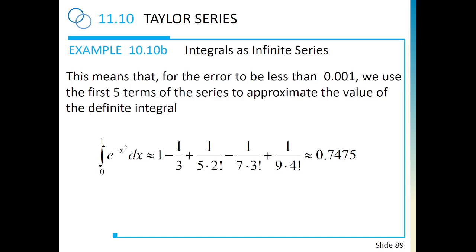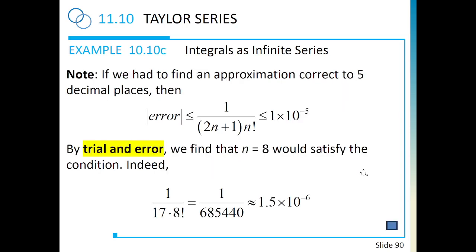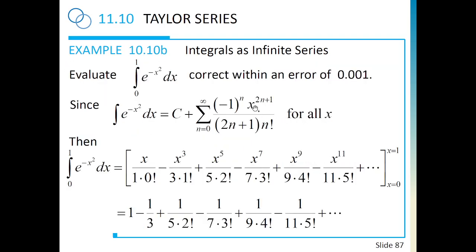Find an approximation for the integral using the power series, and that approximation needs to be precise to a certain degree. Now, another type of question would be: how many terms do I need to add in order for the approximation to be correct to a certain number of decimals? Let's say 5 decimal places, which means the error estimate needs to be smaller than 10 to the power minus 5.